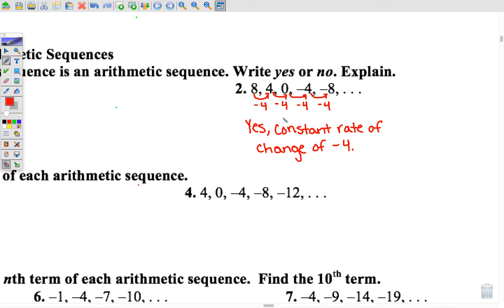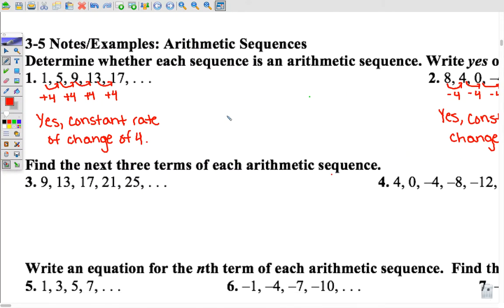Okay, so if you have some numbers and there's not a common difference between them, there's not that constant rate of change, then you put no, and it's because you don't have a common difference, okay, which is the same thing as saying that you don't have a constant rate of change. All right, let's go and look at the next two.